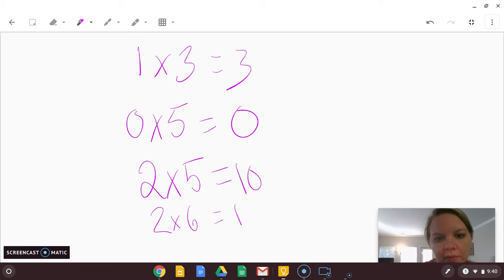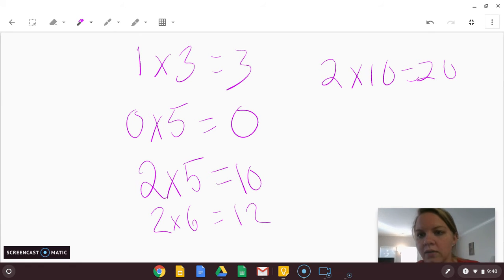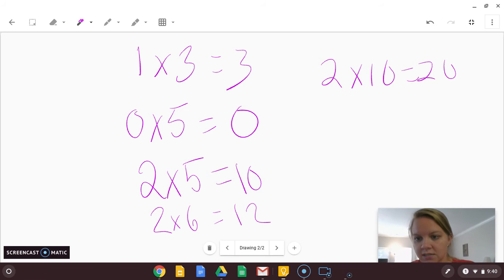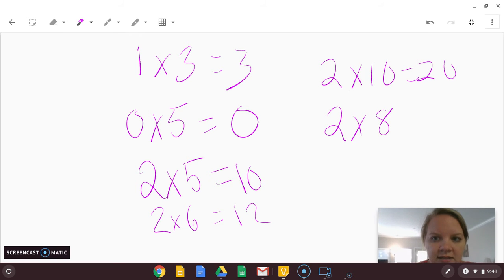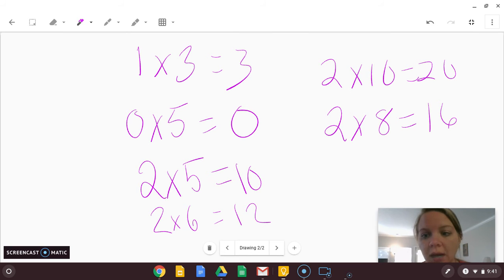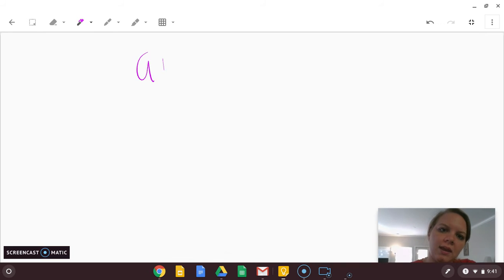Now, two times a number is going to be double. I'll show you what I mean. Two times five is going to be 10. Two times six will be 12. Two times 10 is going to be 20. All you're doing when you multiply by two is doubling the other number. Two times eight is going to be 16. So anything times two is just doubling the number.